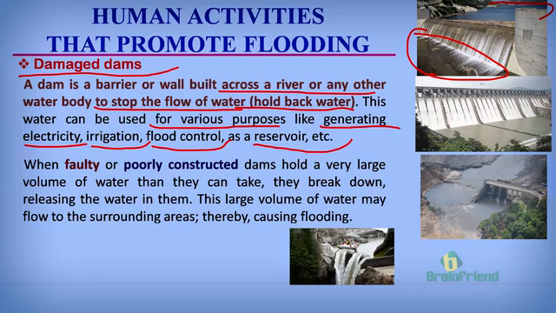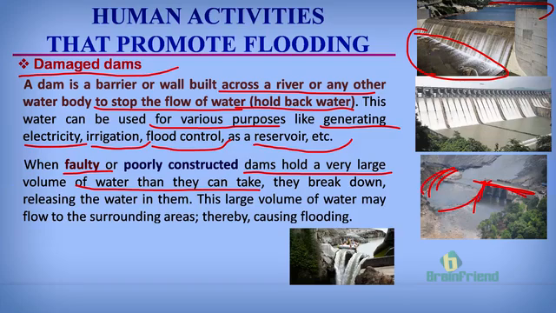When dams are poorly constructed or when they are faulty, they could lead to flooding. Because these dams usually hold large amounts of water, when poorly constructed or faulty dams hold a very large volume of water, more than they can take, what will happen? They will simply break, just as we are seeing in this case. A dam was constructed here, but because it was poorly built, because it was faulty, it broke when a large amount of water ran into it. So this is what will happen when dams are poorly constructed.